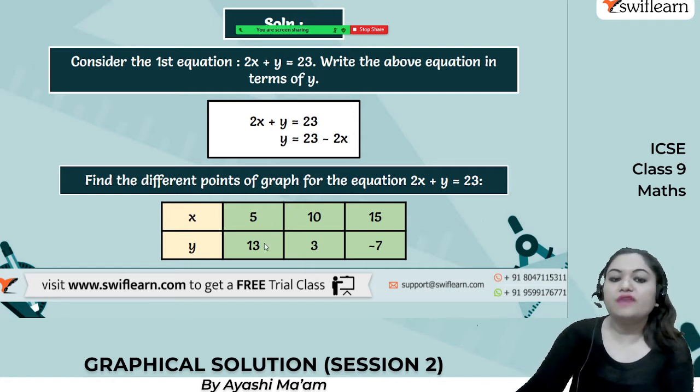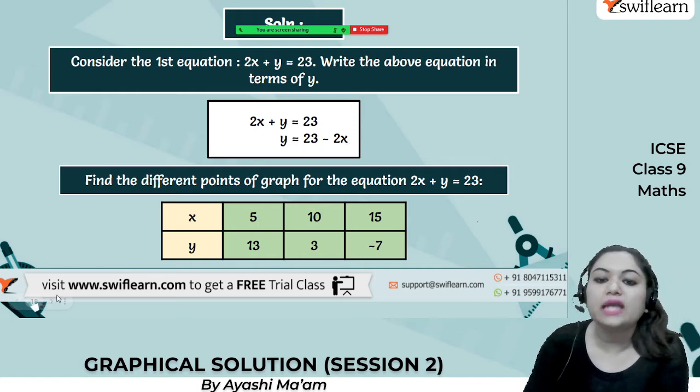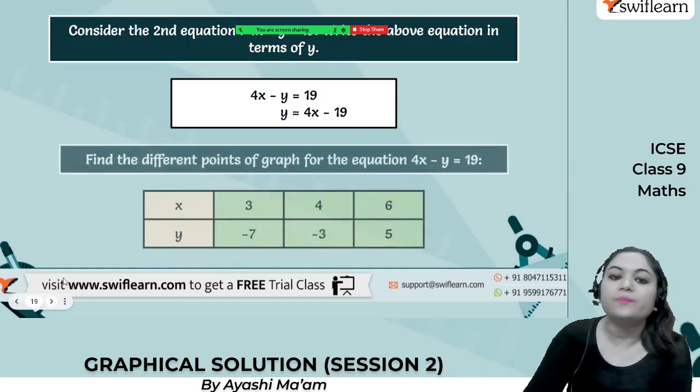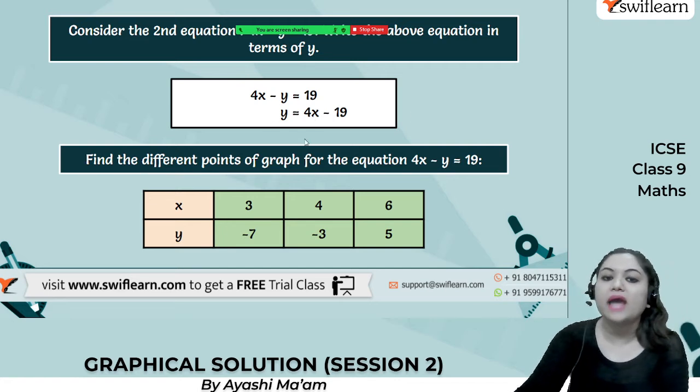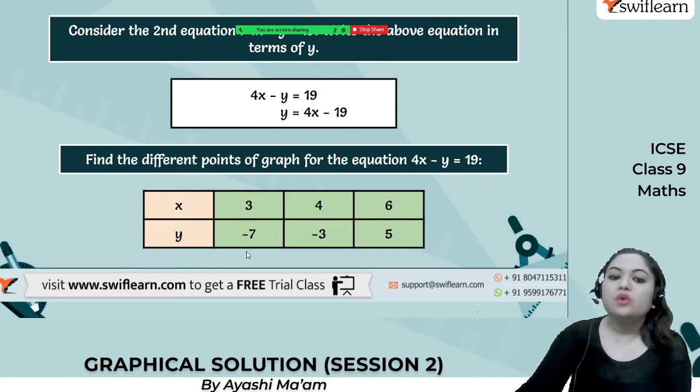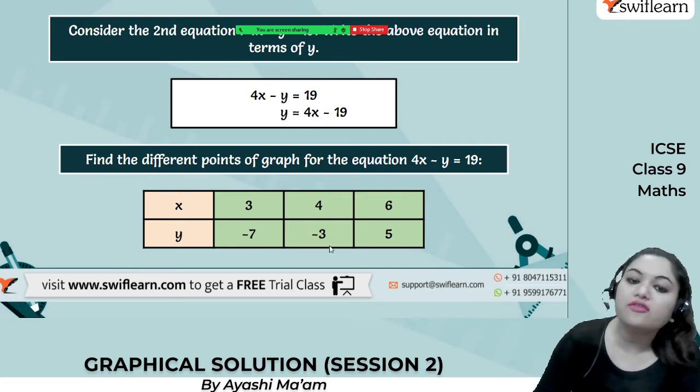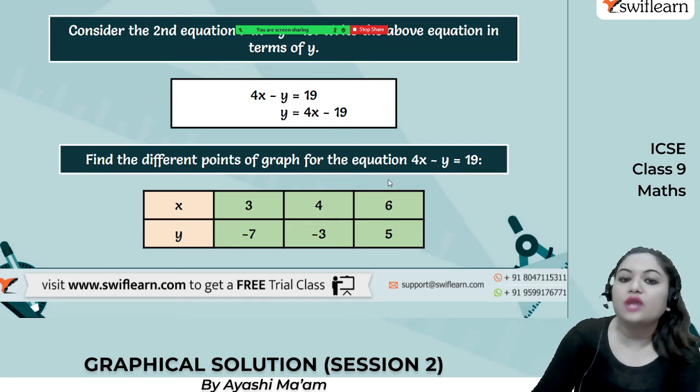So when x is 5, y is 13. When x is 10, substitute the value of 10 over here, and you will get y equals 3. When x is 15, substitute the value of x in the equation as 15 and you will get y equals -7. The same thing they have done for the second equation, also expressed in terms of y. When x is 3, we are getting y as -7. Put the value of x as 4, we are getting the value of y as -3. Put the value of x as 6 and you will get the value of y as 5.